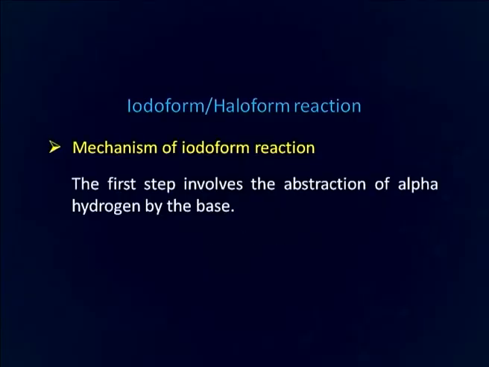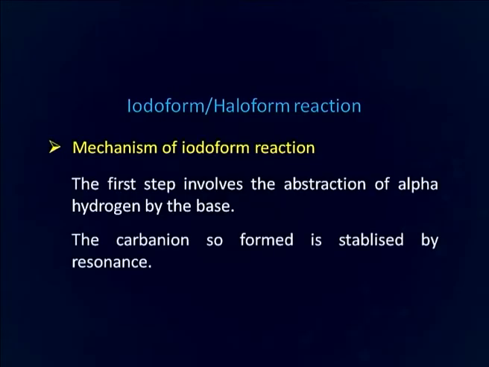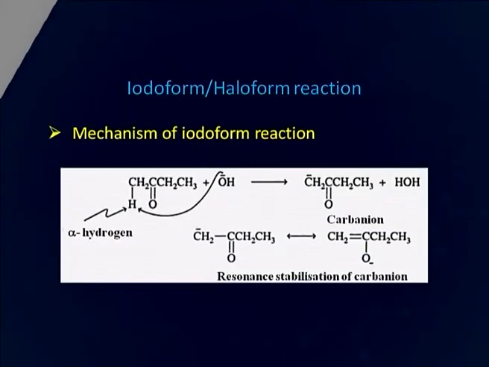Now we will discuss the mechanism of the iodoform reaction. The first step involves the abstraction of an alpha hydrogen by the base. The carbanion so formed is stabilized by resonance. You can see here the abstraction of the alpha hydrogen takes place by the base. If you look at this molecule, this is 2-butanone, it has alpha hydrogens here and here, but these alpha hydrogens are preferentially abstracted by the base. There is formation of a carbanion which is stabilized by resonance.